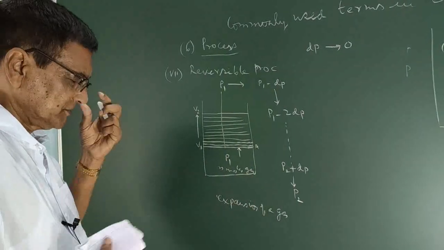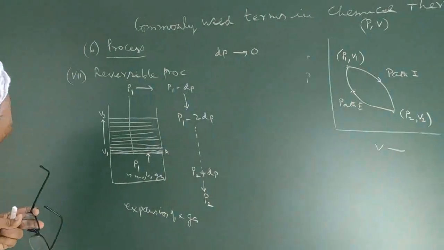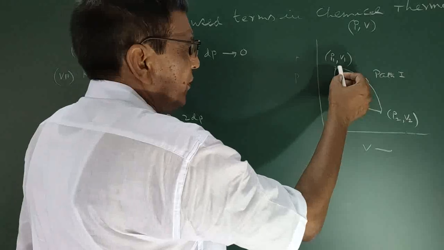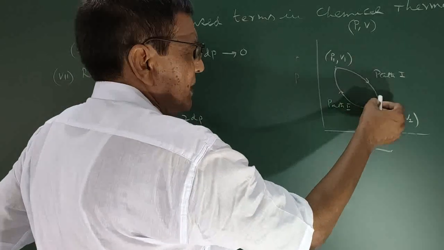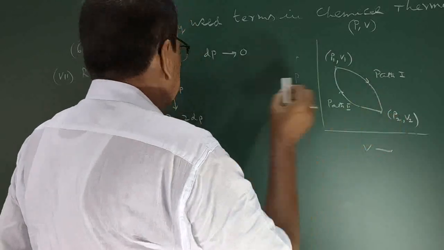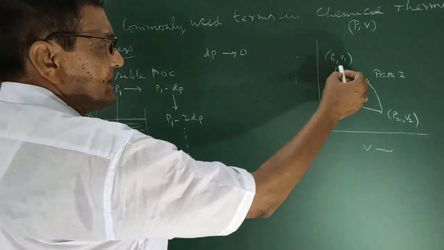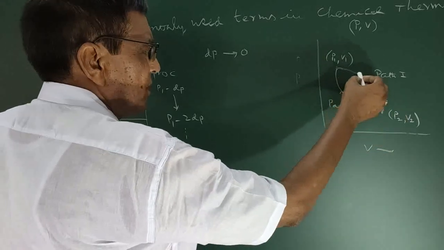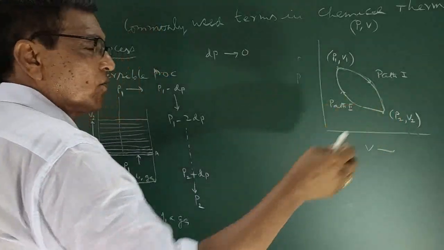And in this case, in the drawing of this graph, suppose this is part 1, these are the intermediate steps. Only for this reversible process can we draw this sort of plot or this sort of curve.